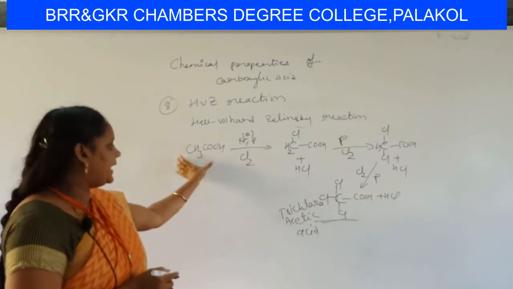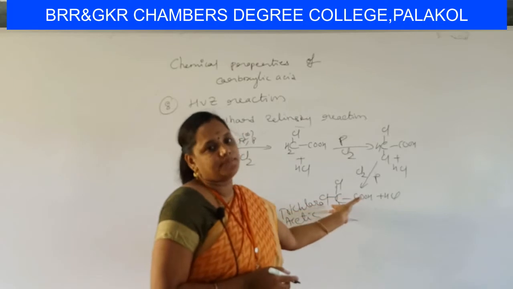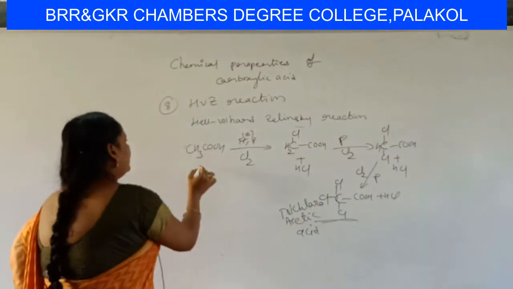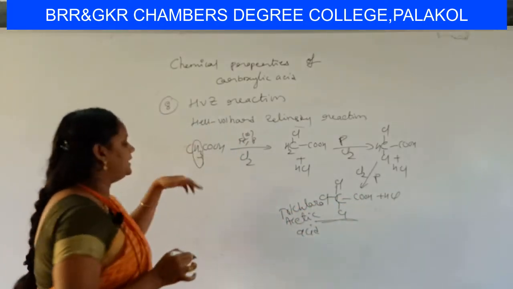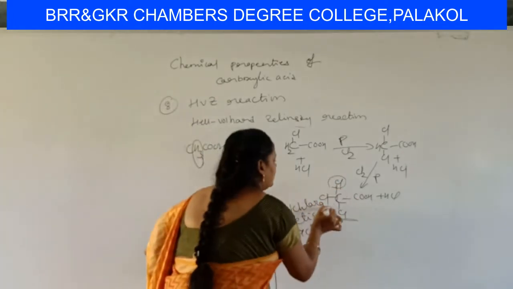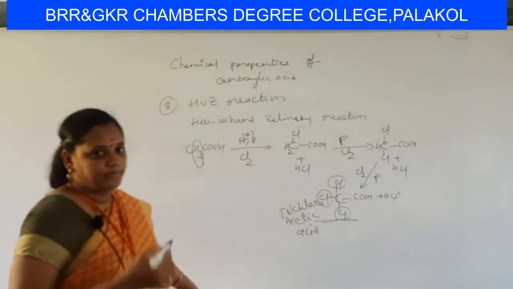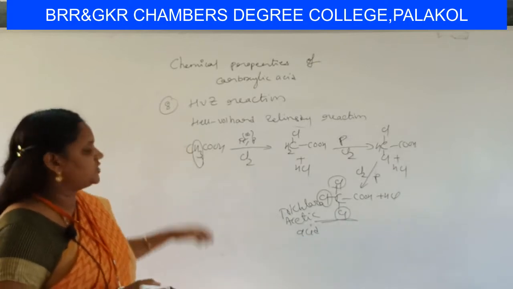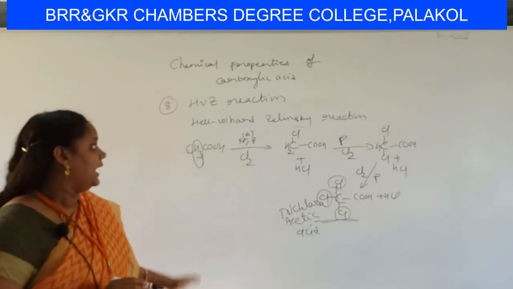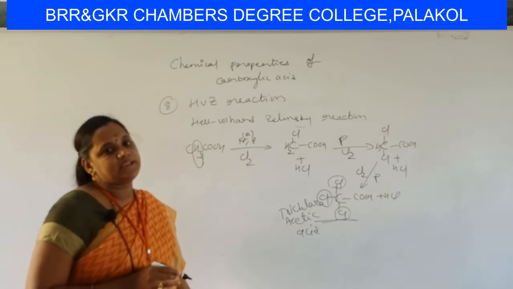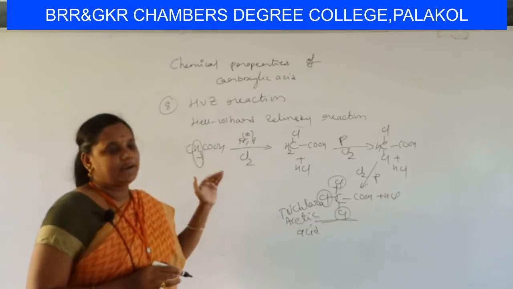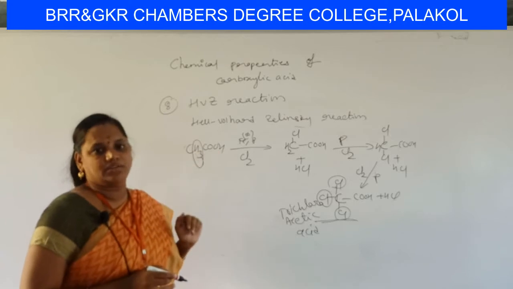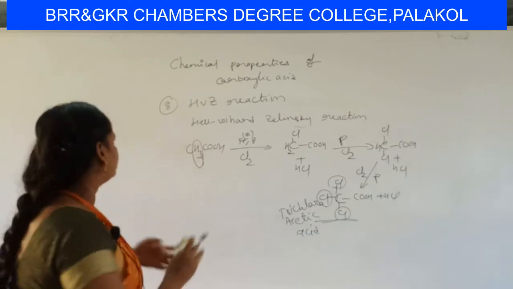If you observe the reactant and product, what are you observing students? Here the reactants contain 3 hydrogens. They are replaced by 3 chlorine atoms in the product. This is called alpha halogenation, and the name reaction is HVZ reaction, and the full form of HVZ reaction is Hell-Volhard-Zelinsky reaction. Okay students, let us move into the next.